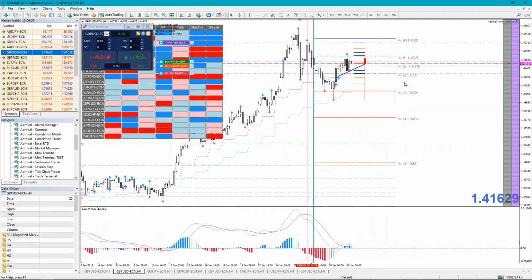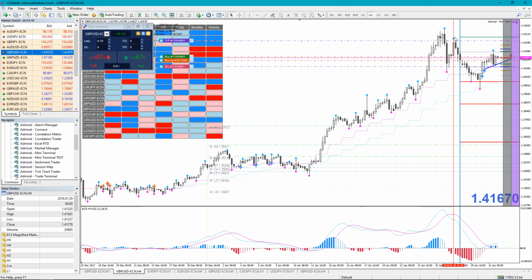But guys, it's GBP dollar. GBP is very risky lately. You have big swings with GBP. First, it goes up, then it drops heavily.